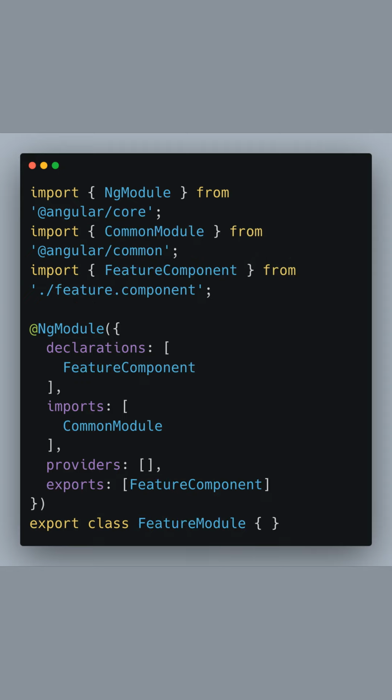Next, we have a feature module, which encapsulates all the code pertaining to a specific feature within our application. Like before, we import NgModules, but this time we also import common module for common Angular directives. Our feature's main component, feature component, goes into declarations. By exporting feature component, we make it available for use in other parts of our application.